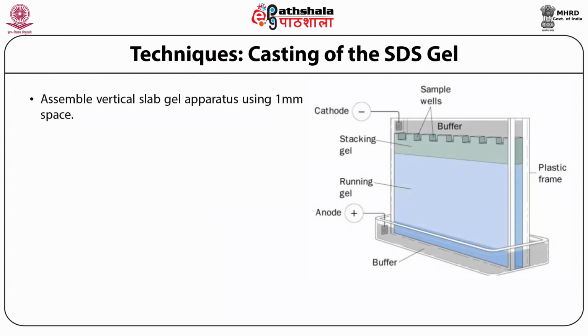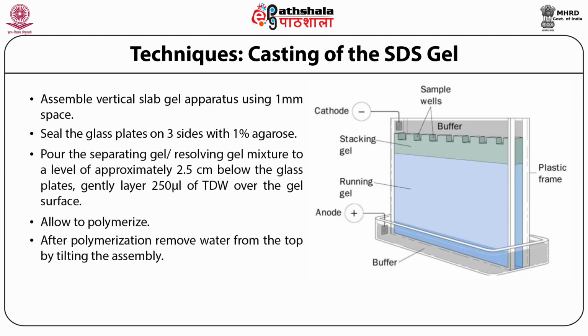We need to assemble the vertical slab gel apparatus using a 1 mm spacer, making sure that the plate is thoroughly cleaned and dried before use. We need to seal the glass plates on the side with agarose or have blockers. We need to pour the separating or the resolving gel mixture to a level of approximately 2.5 cm below the glass plate surface. Immediately after pouring the gel mix, it must be overlaid with water-saturated butanol to an additional height of 0.5 cm or so, and butanol becomes the top layer in this situation.